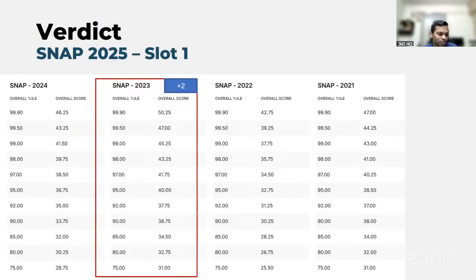Was the question valid voters or how many voters? I think it was total voters, if I recall correctly. So it should be a lakh. I think it was total votes, not total valid votes.